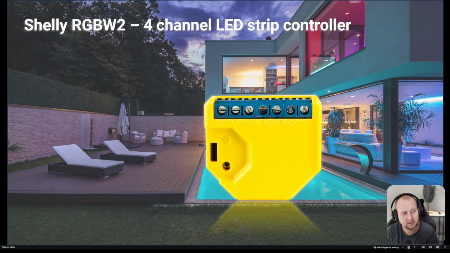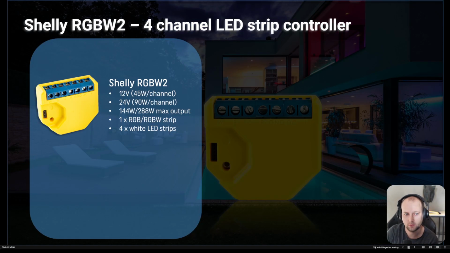This is the Shelly RGB-W2, which is a 4-channel LED strip controller. Basically, it's just a 12 volt or a 24 volt controller. So you need to install this after your transformer or after your LED driver, so it will supply this device with 12 volt or with 24 volt.